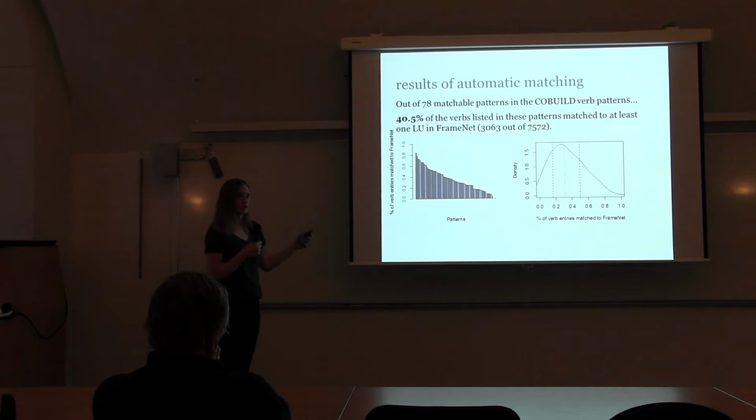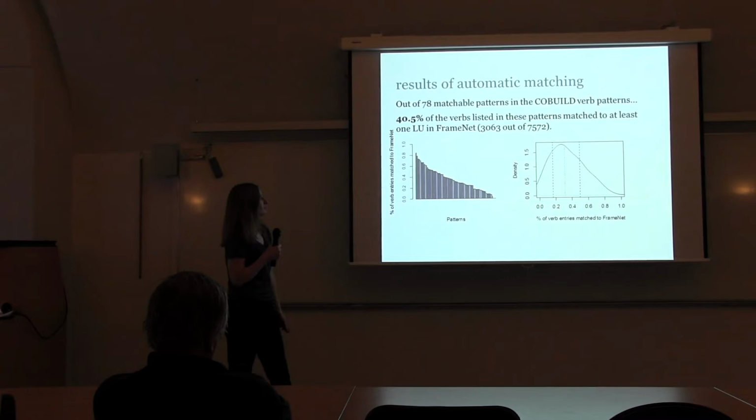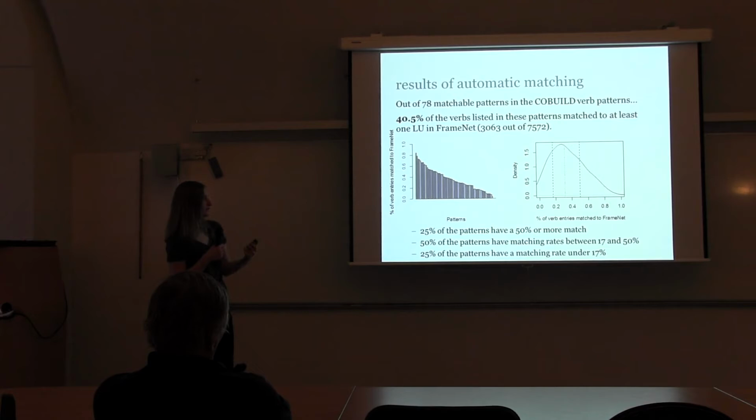But the rate of matching varied a lot. So these are all the different patterns in the COBUILD grammar pattern series. And the rate of matching really varied from about 84% to naught. Over here we've got a density plot which shows that a quarter of the patterns had a 50% or more match. But most of the matching rates were between 17 and 50%, and a quarter didn't have very good matching rates.